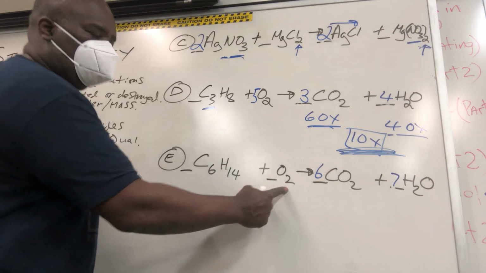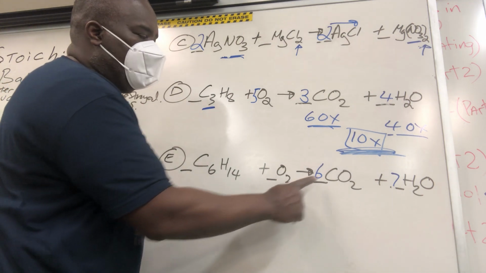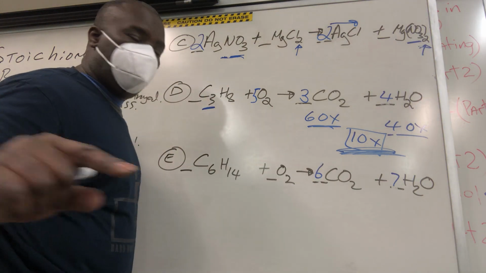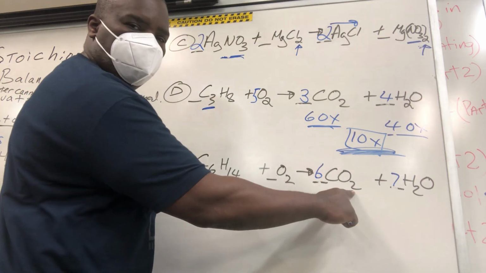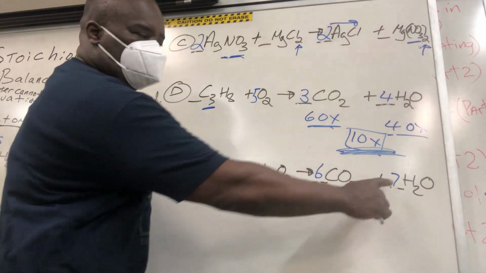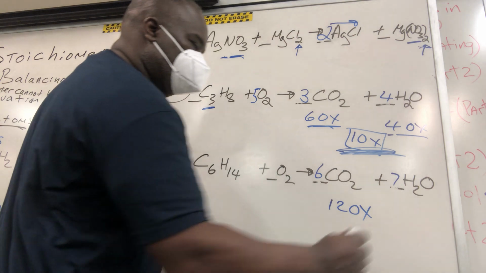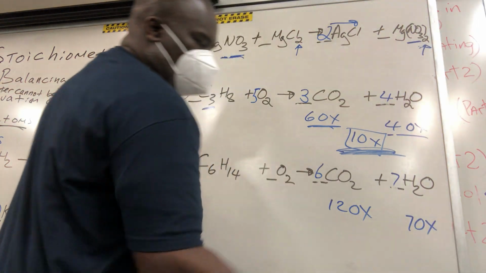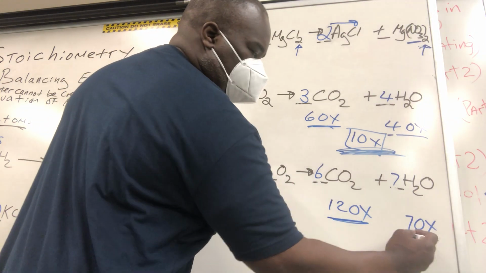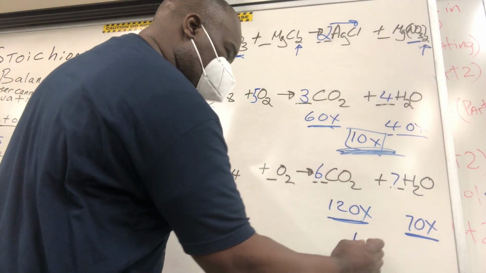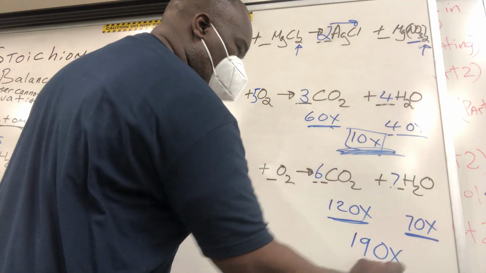So, we got 2 oxygens right here, no problem. Now here, remember, we have 2 sets of oxygens. We have to account for all of them, right? So what's 6 times 2? 6 times 2 is 12, okay, bam. And what's 7 times 1? 7 times 1 is 7, right? Bam. Now we have 12 oxygens plus 7 oxygens. 12 plus 7 is what? 12 plus 7 is 19 oxygens.